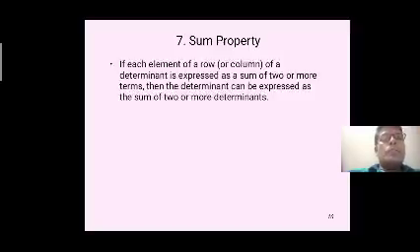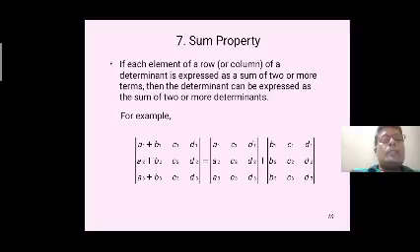Number 7, sum property. If each element of a row or column of a determinant is expressed as a sum of two or more terms, then the determinant can be expressed as the sum of two or more determinants. For example, A1 plus B1, C1, D1, A2 B2 C2 D2, A3 plus B3, C3, D3 is equal to A1 C1 D1, A2 C2 D2, A3 C3 D3 plus B1 C1 D1, B2 C2 D2, B3 C3 D3.